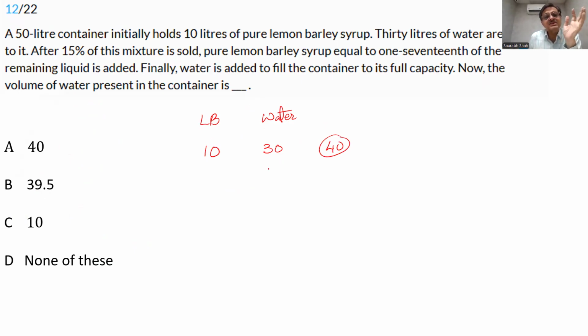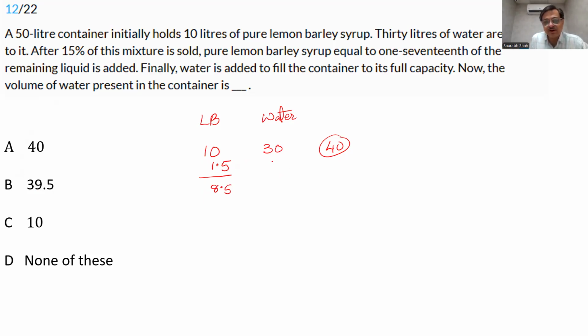After 15% of this mixture is sold, it means we are selling away 15%. When we sell 15%, we are selling individually also 15%, 15% of 10 and 15% of 30. We cannot be selective. We cannot somehow separate more water on one side and less juice syrup on another side. No, it will all be equal proportion. So 10% of 10 is 1, so 15% of 10 is 1.5. 1.5 liters of lemon barley syrup is sold, which brings us down to 8.5 liters of this.